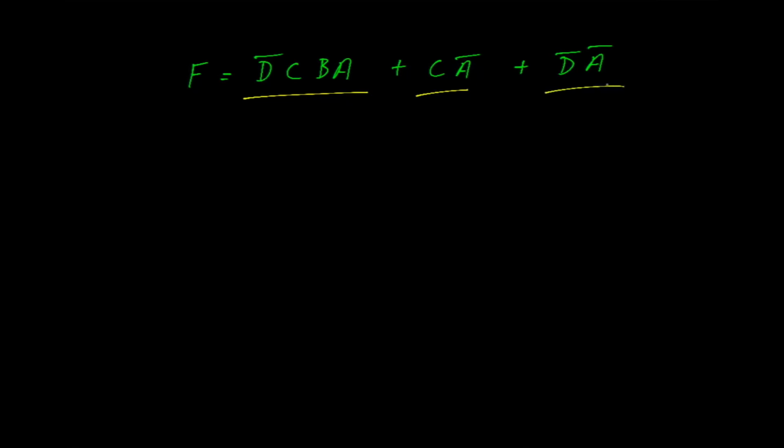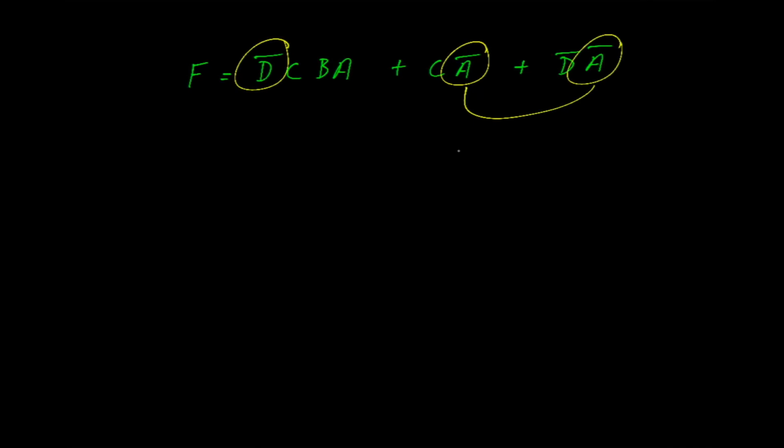Suppose you have this circuit. F is equal to D naught C B A, or C A naught, or D naught A naught. This can be converted into a gate level representation with a single 4-input AND gate and then two 2-input AND gates. We need a converter for D naught and a converter for A naught. You'll notice that A naught is used in both of these AND gates.